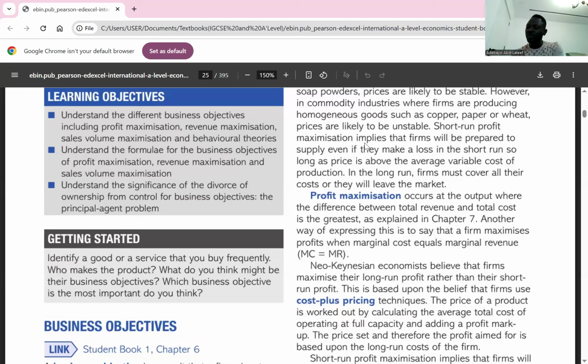So in the long run, firms must cover all their costs or they leave the market. Like I said earlier, if in the long run they are unable to cover the total cost, they would leave the market. That is classical economists.